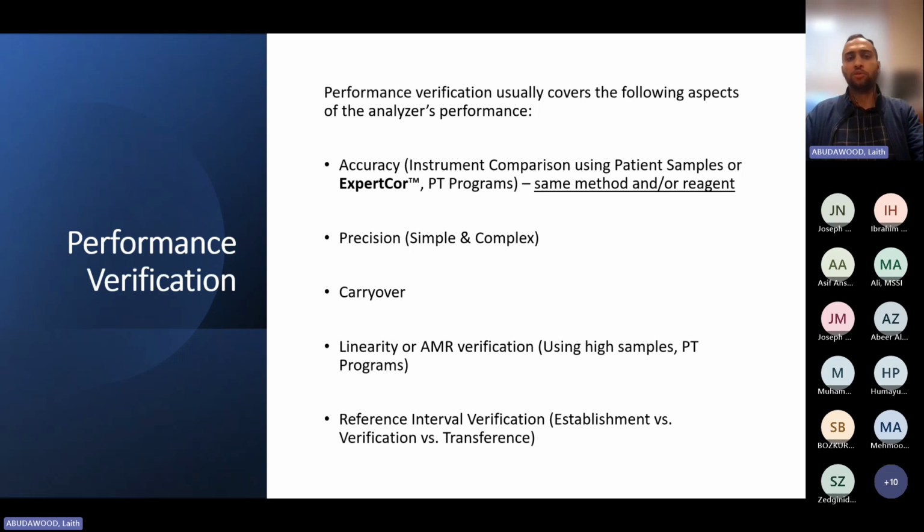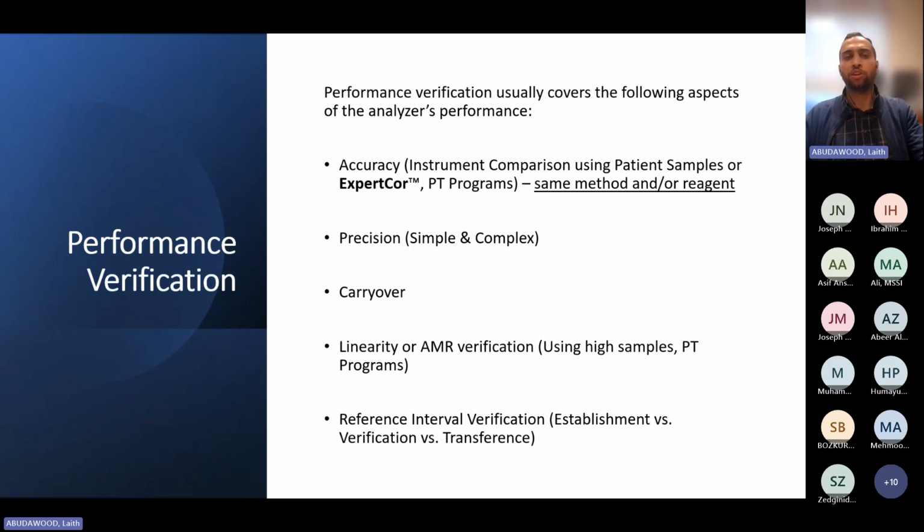So what are the procedures that I need to do for performance verification? Most commonly, I need to check first accuracy. I need to check precision. I need to check carryover. I will explain each. I need to verify linearity, or something called the analytical measuring range verification. And I need to also verify the reference intervals that I will use to report my patient samples. Now, some labs will want to do more things like limit of detection, sensitivity, etc. That's a different story, but we're talking about the basics here.